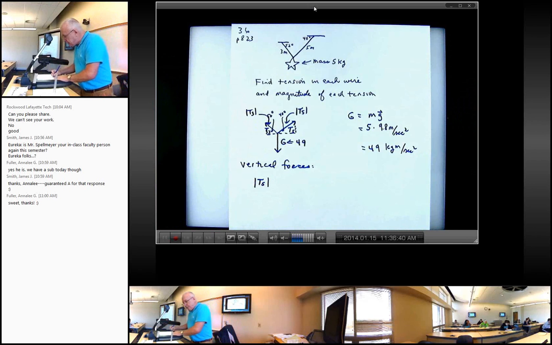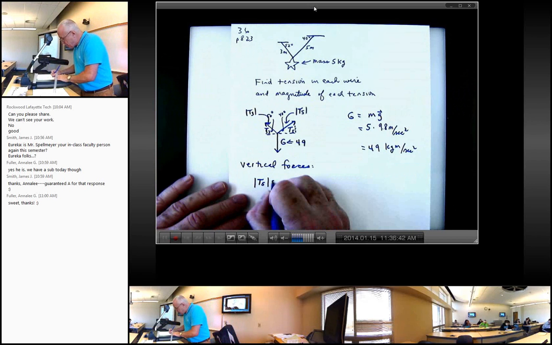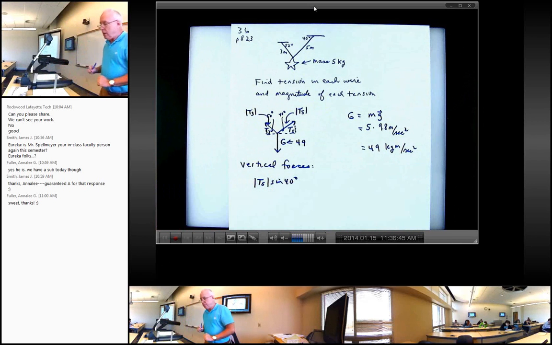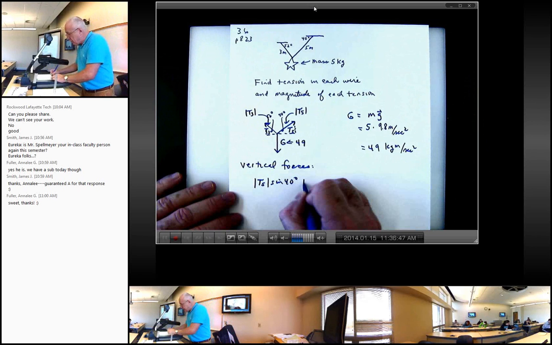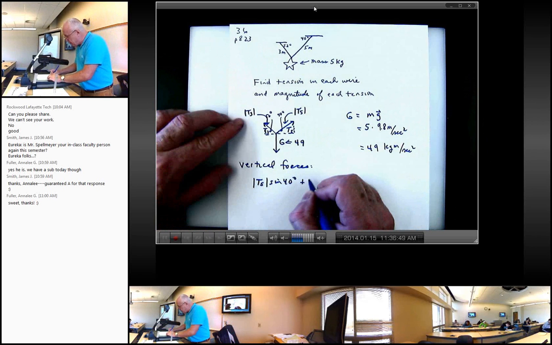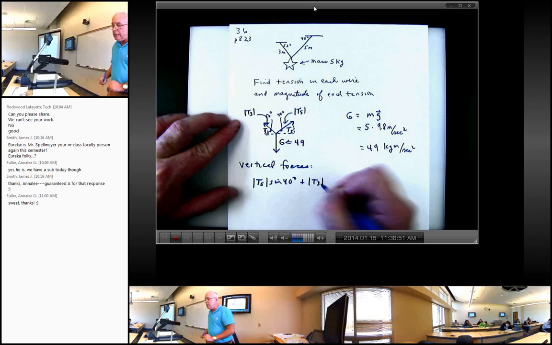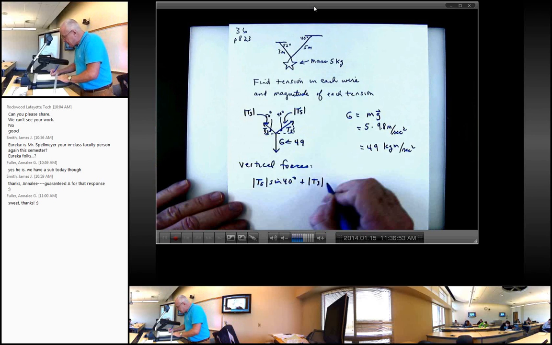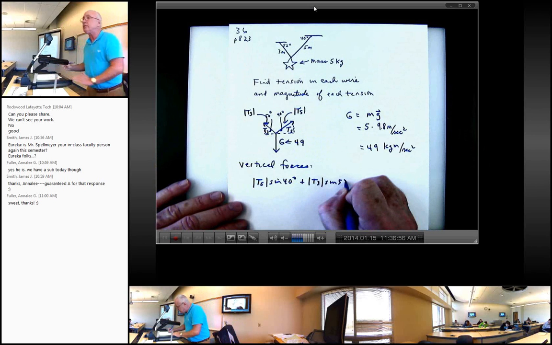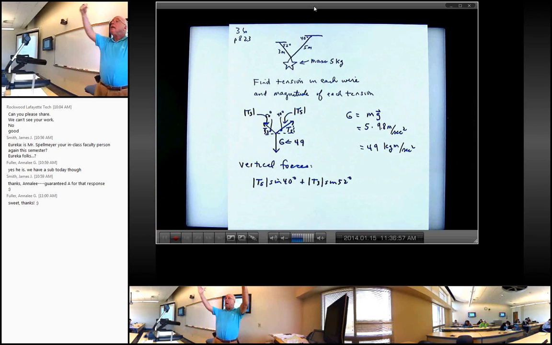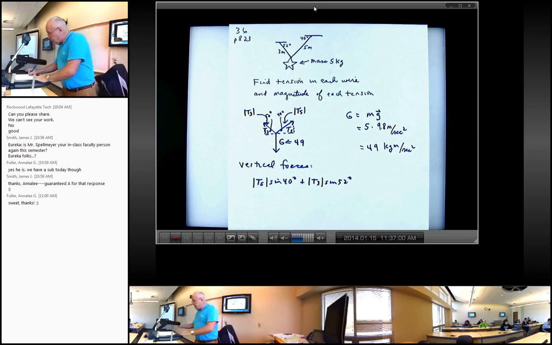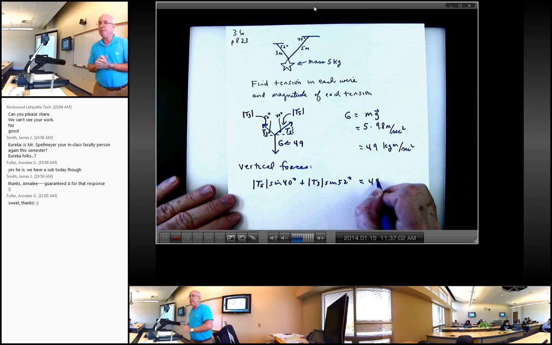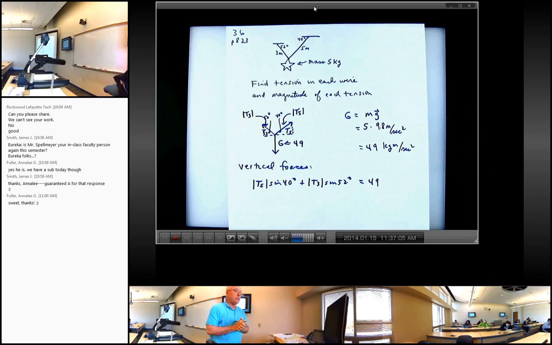T5 times the sine of 40 degrees, plus, now we've got the other one, also the vertical component of that, magnitude of T3 times, now this time it's the sine of 52 degrees. So those are going up. The downward thing is the 49 gravity. So that's one of our equations.